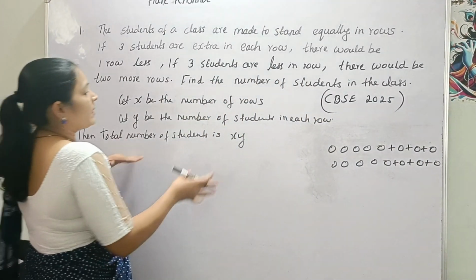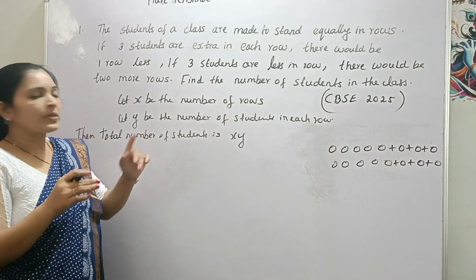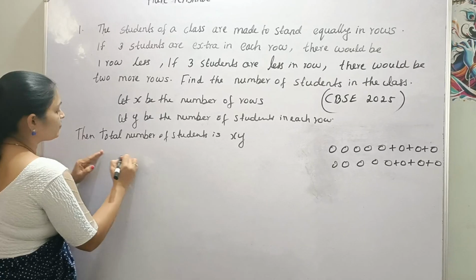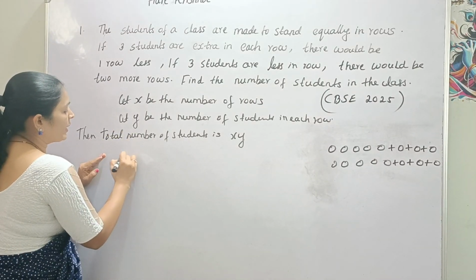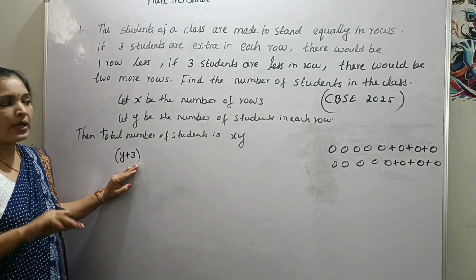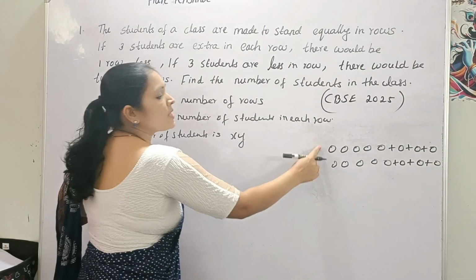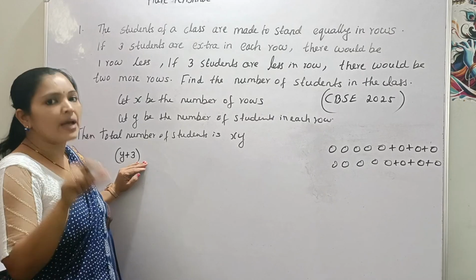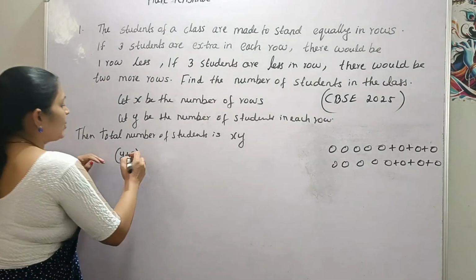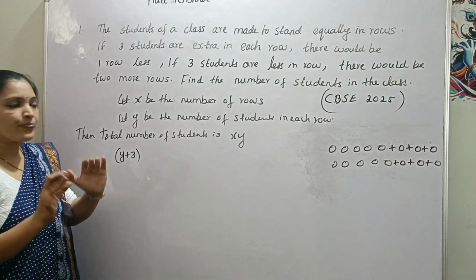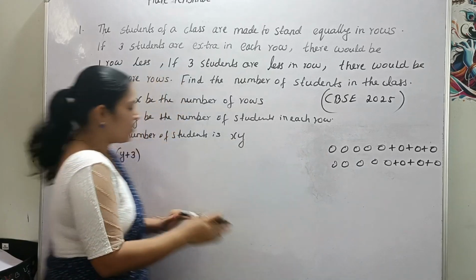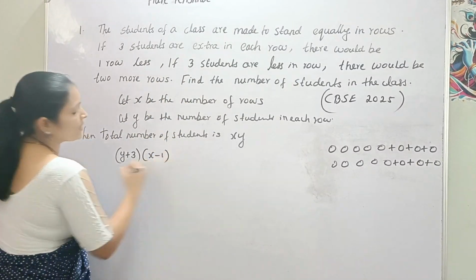Initially there were y number of students in each row. So now it is y plus 3, right? And there were x rows, so now x minus 1 rows. So what is the total number of students? y plus 3 into x minus 1, right? y plus 3 into x minus 1.